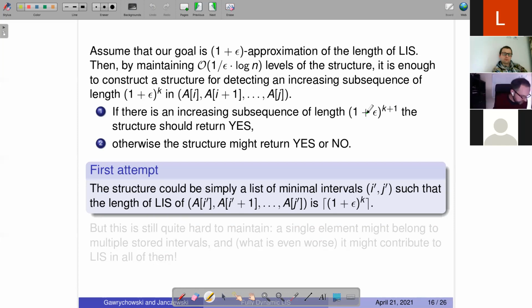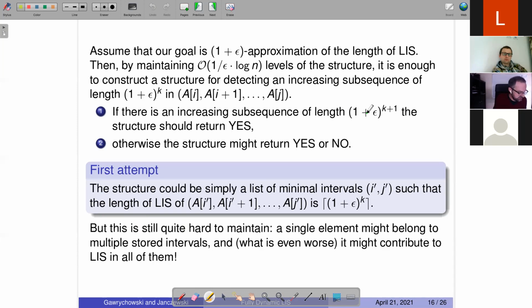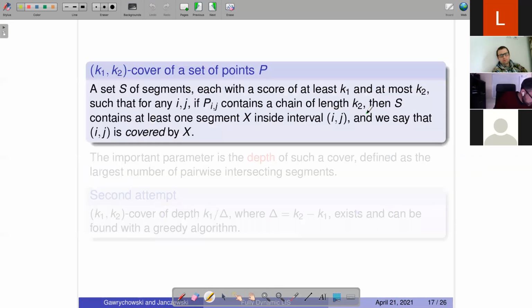Okay, so this is what you could do, but it seems to be hard to maintain because you will store many intervals, and now someone is deleting an element. It might belong to multiple intervals, and then you would need to maybe remove them and create new intervals. So there is a lot of computation. This element could contribute to the witness in each of those intervals, to the longest subsequence. So you would need to do something with them. So this is not really that great.